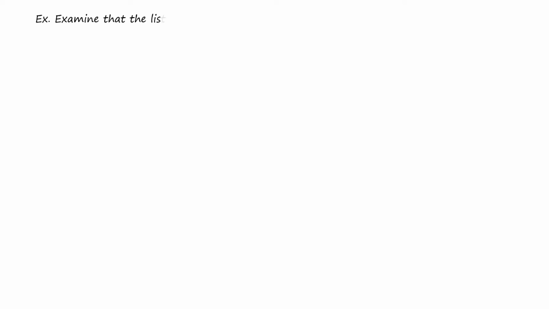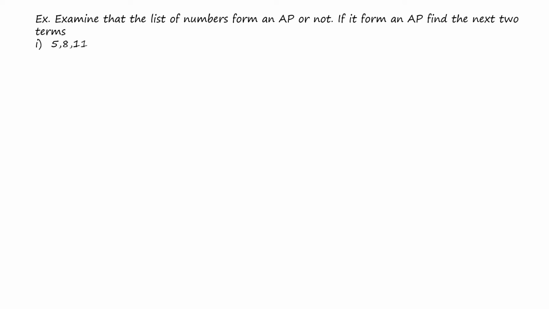Let's see an example. Examine whether the list of numbers forms an AP or not. If it forms an AP, find the next two terms. So the first example is 5, 8, 11, 14. The second one is root 5, 2 root 5, 3 root 5, 4 root 5, 5 root 5. Okay, let's solve the first one.